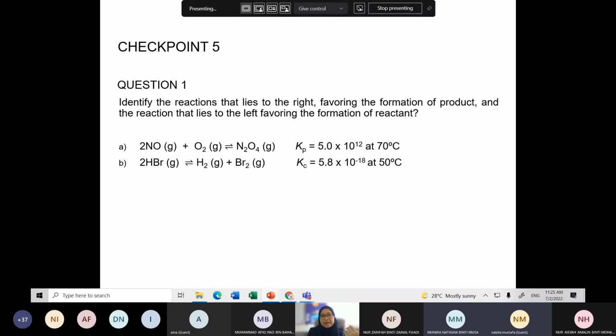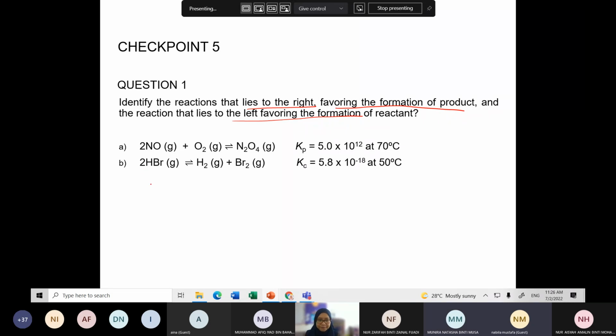Okay, cuba tengok question 1. Okay, ini boleh kita determine directly, okay? Based on the value that is given to us. Identify the reaction that lies to the right. Maksudnya yang favor pergi ke kanan. Bila dia favor, maksudnya the forward reaction. Kanan forward kan? It will produce more product kan? And what happened to the value of KC? The value of KC will be increased kan? Lies to the right, favoring the formation of product, and the reaction that lies to the left, favoring the formation of reactant. Okay, alright, kita kena identify.